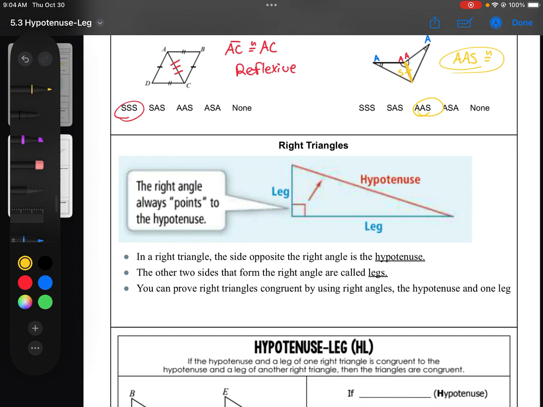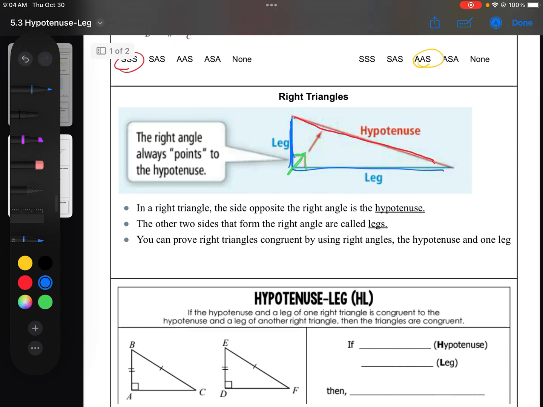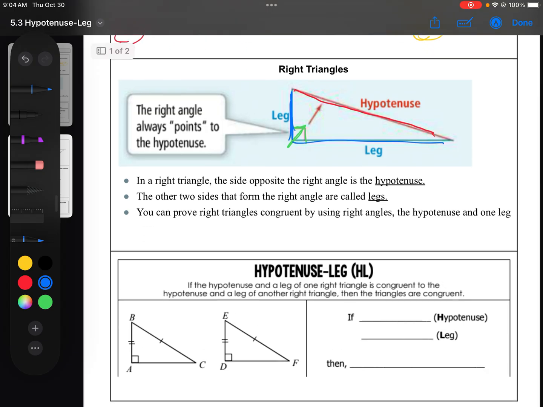Now, looking down here at right triangles, we need to remember that the right angle always points to the hypotenuse, okay? So this is like an arrow, and it's like pointing to the hypotenuse, okay? The hypotenuse of a right triangle is the longest side, so that is important to understand for right triangles. The two other sides here are called legs, and they extend out. They're the sides that are not the hypotenuse.